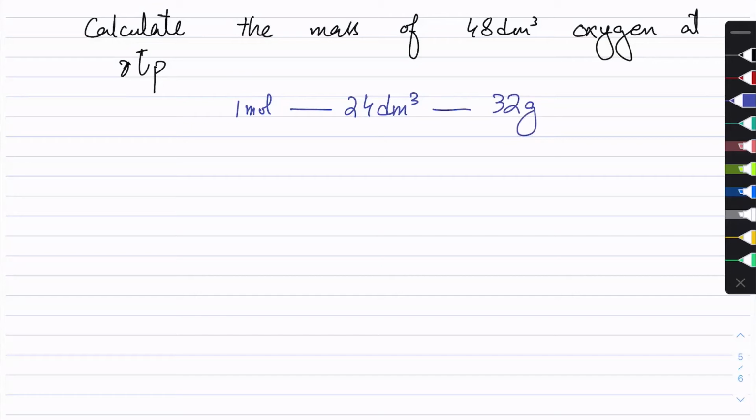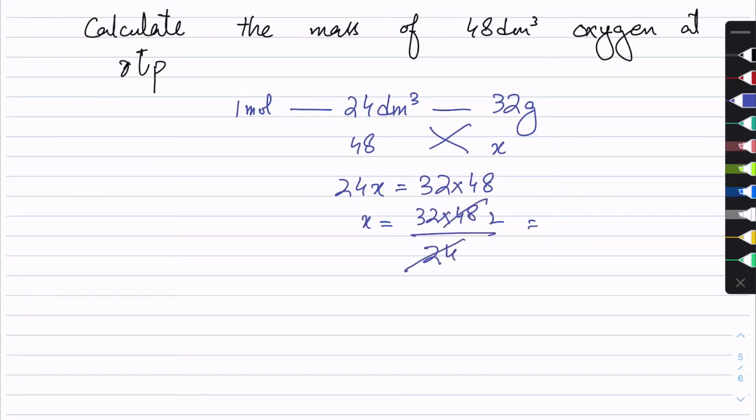So the first line is always the value of 1 mole. So 1 mole is 24 dm cube, that is 32 grams. And then I have 48 dm cube, that's going to be x grams. Cross multiply, and that gives you 24x equal to 32 times 48, and then x is equal to 32 times 48 over 24, and that will give you 64 grams. So that's a pretty straightforward question. Whether it's oxygen, nitrogen, or any other compound, it's the same thing. There shouldn't be any problem. I think these are the kinds of questions that come in mole conversion.